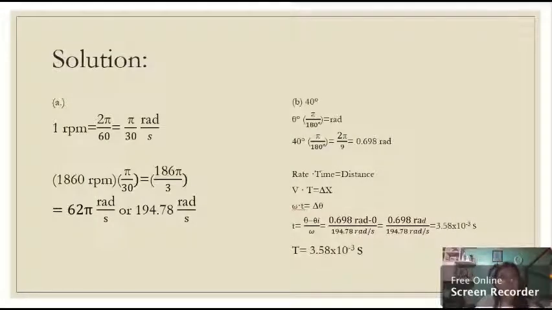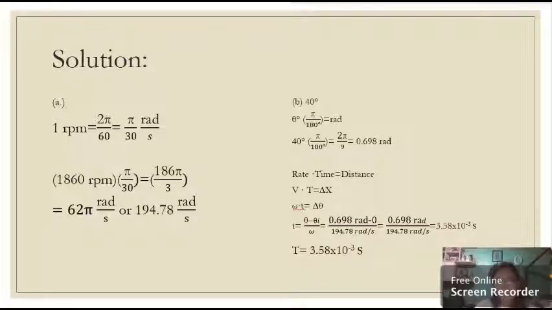So for the solution, for the first one, 1 RPM is equal to 2 pi over 60, which simplifies to pi over 30 rad per second. So we're going to multiply 1860 rev per minute by pi over 30 rad per second. So we got 62 pi rad per second, or 194.78 rad per second. So we got the angular velocity of the propeller.